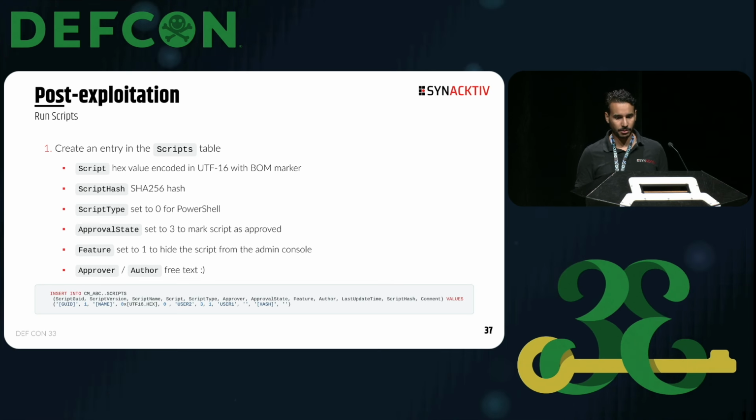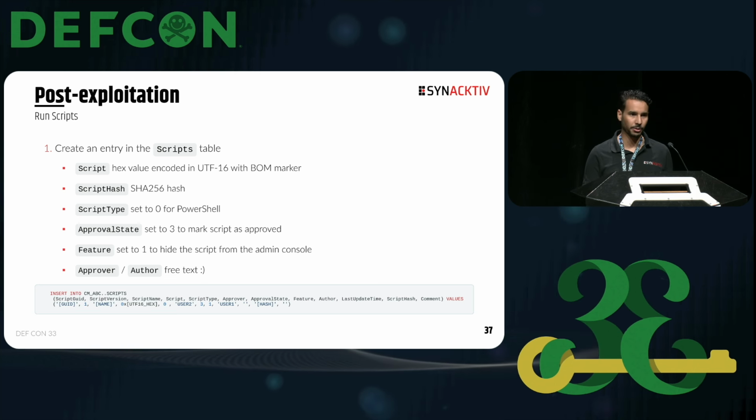First, you'll have to create an entry in the scripts table. There are some columns that are interesting. For example, the script type set to 0 is for PowerShell. You have the approval state. You directly set it to 3, so to mark the script as already approved. You have a feature: if you set it to 1, the script won't show up in the admin console. Finally, the approver and author are free text, so you can spoof whatever identity suits you.